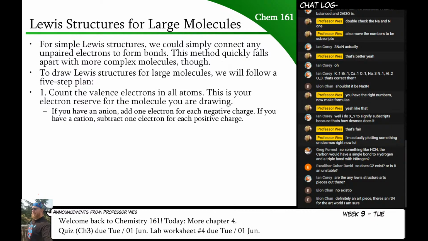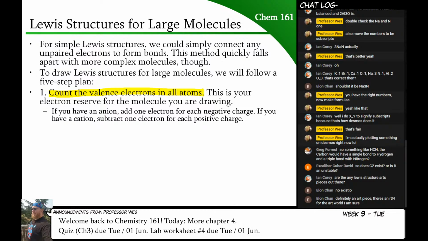All right, so here's how we're going to draw the Lewis structure for anything. Since all of our bonding involves valence electrons, the first step is to figure out how many valence electrons there are. So we're going to count the number of valence electrons in our molecule. And that's not hard to do. If I know the number of valence electrons an atom gives me, then I should be able to count the number of valence electrons a molecule gives me by just summing them all together.